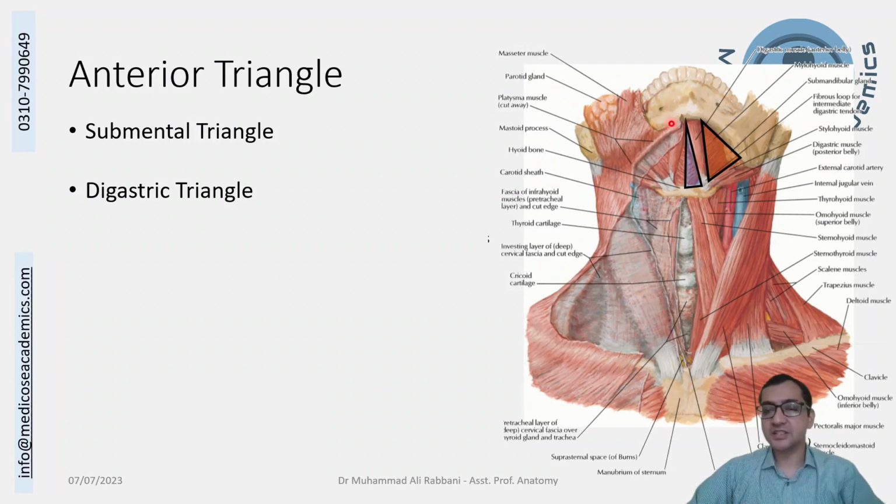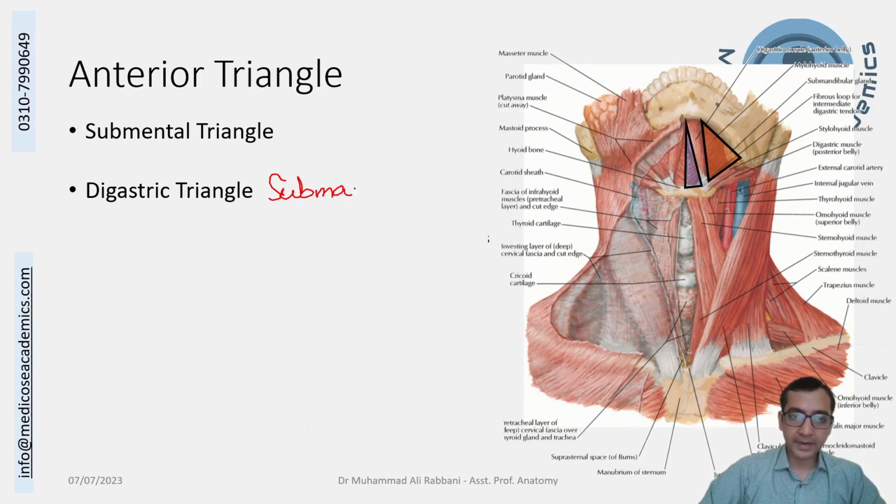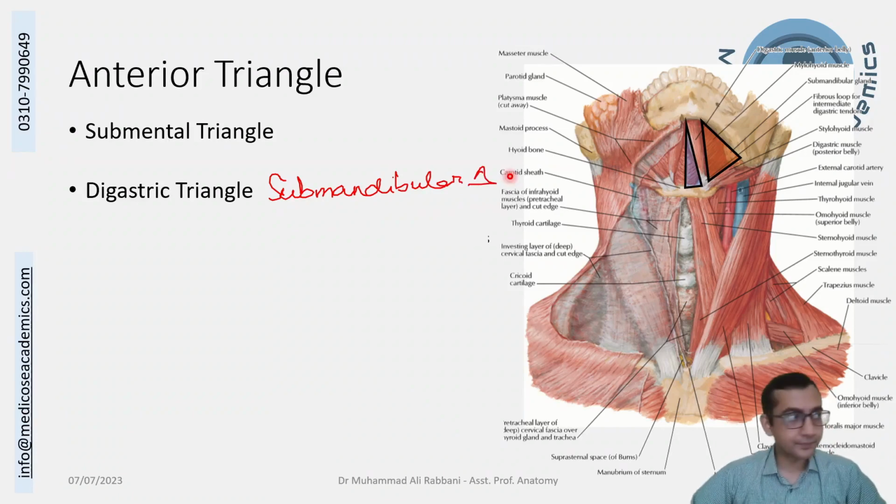The alternate name is digastric triangle, because almost the whole of it is covered, two sides are covered, by the digastric muscle. The alternate name is submandibular triangle.